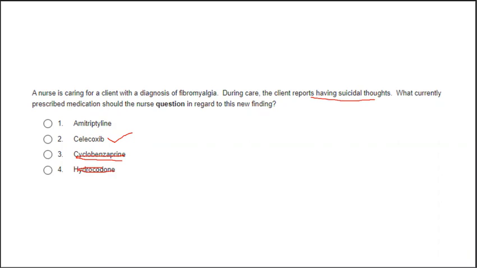So again, we mentioned earlier that antidepressants cause suicidal ideation and behavior, especially during the initial few weeks of therapy. And the risk is even higher for young adults between 18 to 24 years. And the only antidepressant we have on that list would be our tricyclic antidepressant, and that would be your amitriptyline.